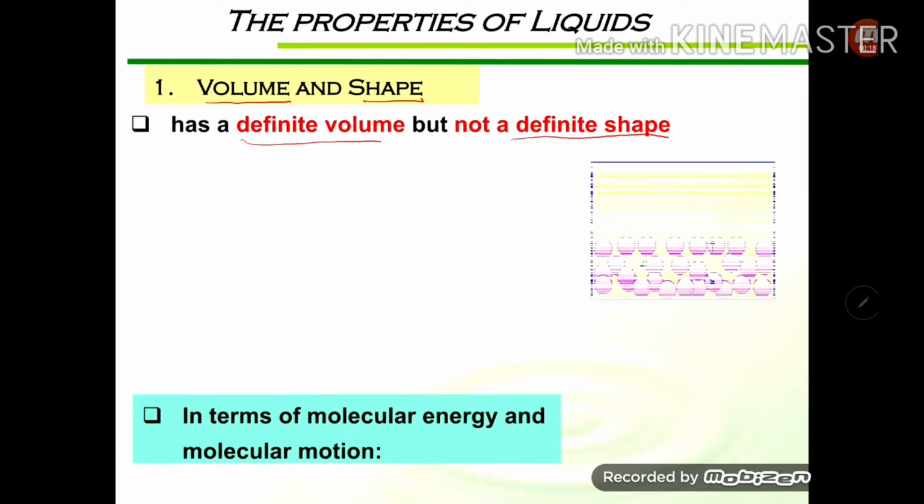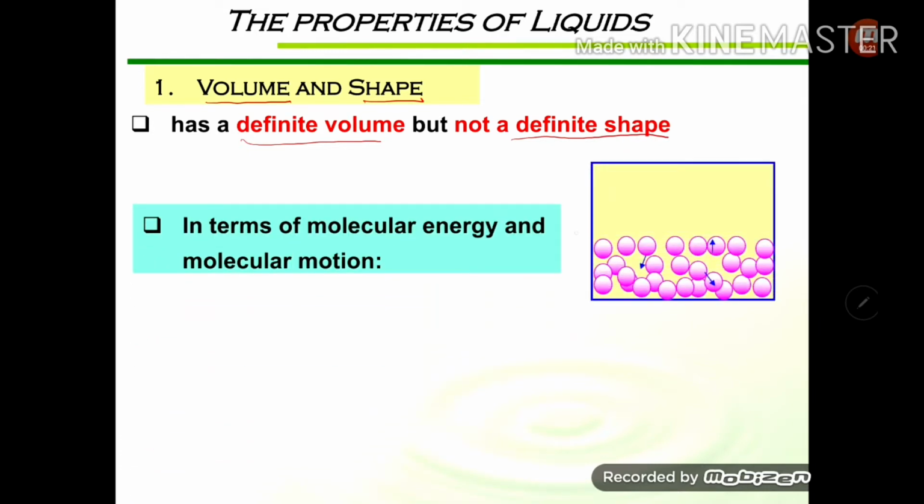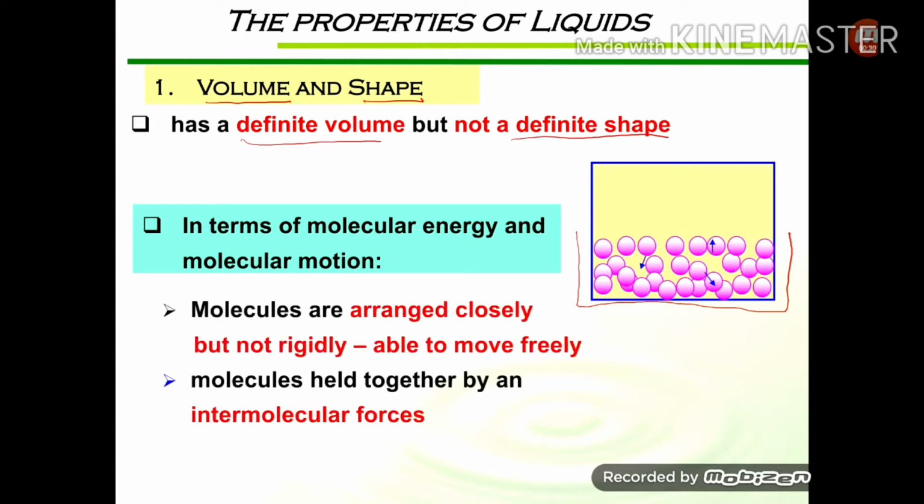Why does this happen? Let's focus your attention on this diagram. This diagram shows the arrangement of the molecules in the liquid state. We can see that the molecules are arranged closely but not rigidly, meaning that the molecules in the liquid state are still able to move freely. Molecules in liquid state are held together by intermolecular forces. But why? Liquid has definite volume but not a definite shape. What is the main reason?